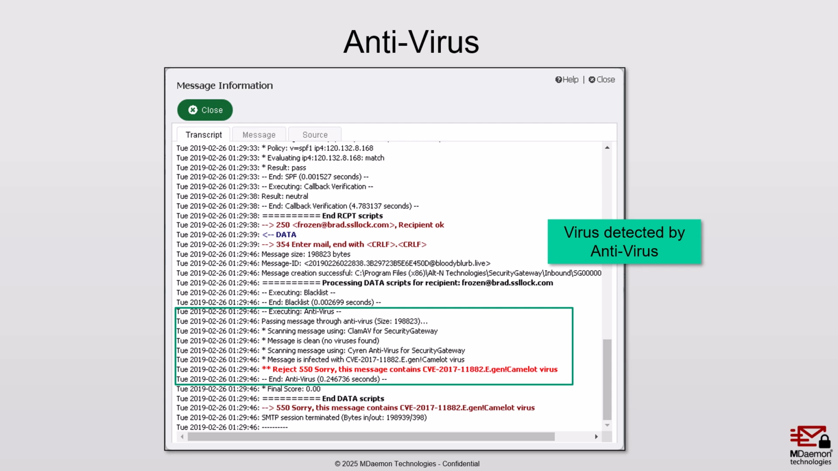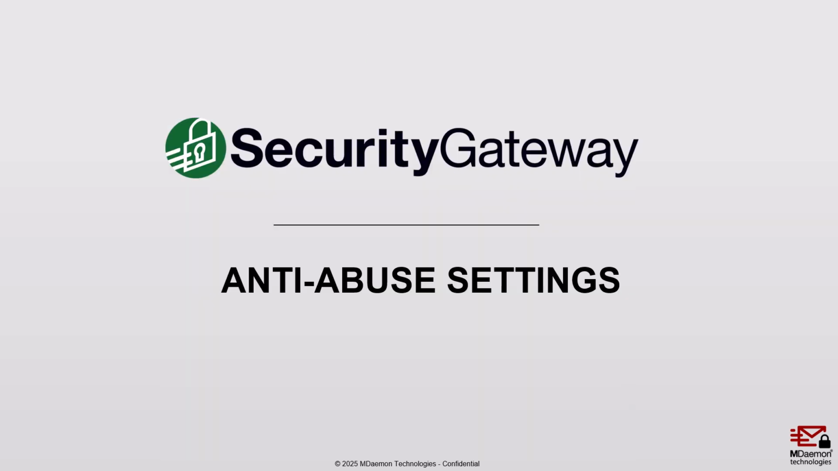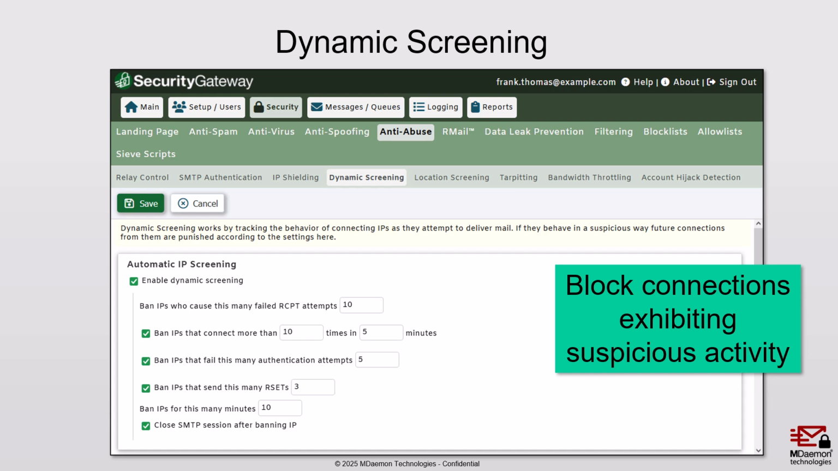As you can see, there's a section titled Executing Antivirus, and the message was rejected because the message contained a particular virus file, and antivirus scanning terminated. Now let's talk about Security Gateway's anti-abuse settings. Security Gateway's dynamic screening feature can block connections exhibiting suspicious activity.